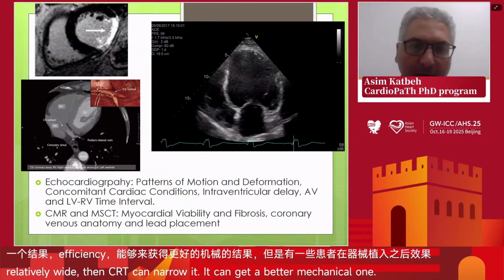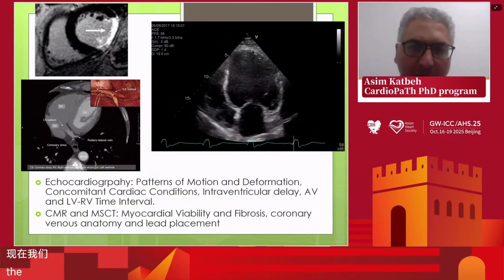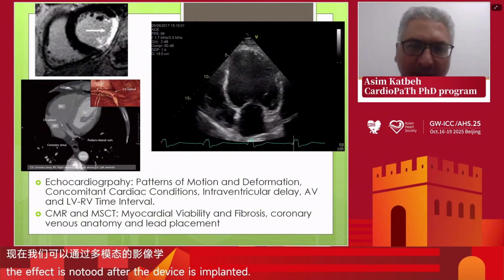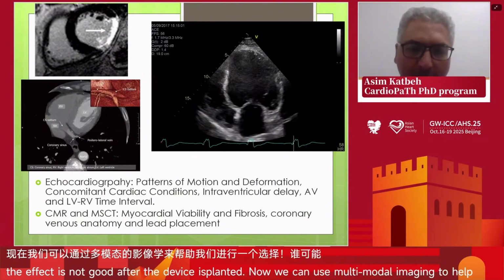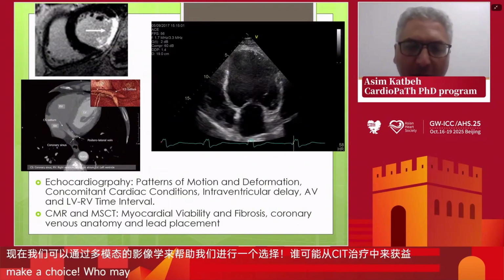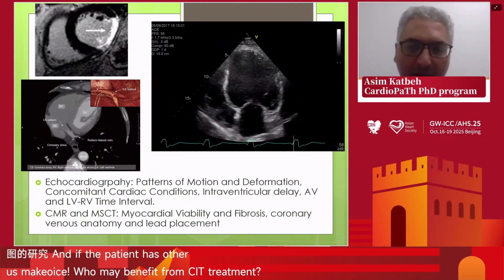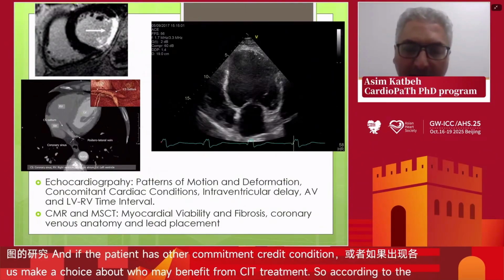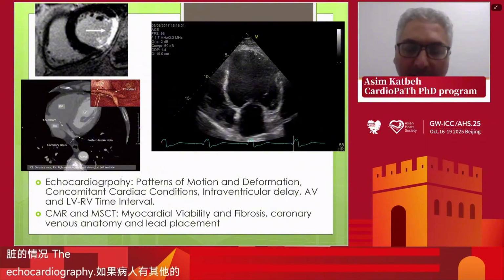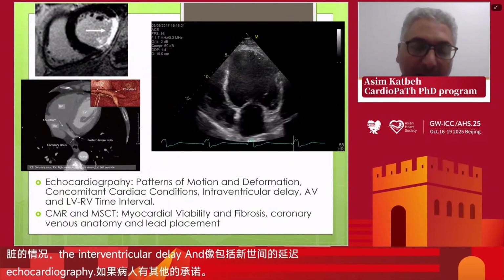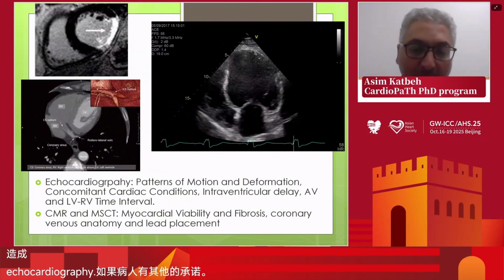Nowadays, multimodality imaging plays a key role in selecting the patients who might benefit from CRT. Based on echocardiography, we study the pattern of motion and deformation, and whether the patient has other concomitant cardiac conditions such as mitral valve disease. We also study the intraventricular delay and the atrioventricular and LV-RV time intervals. By CMR and multi-slice CT, we can study myocardial viability and the distribution of fibrosis, besides coronary venous anatomy and lead placement.